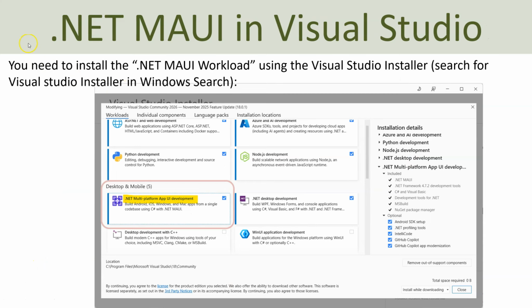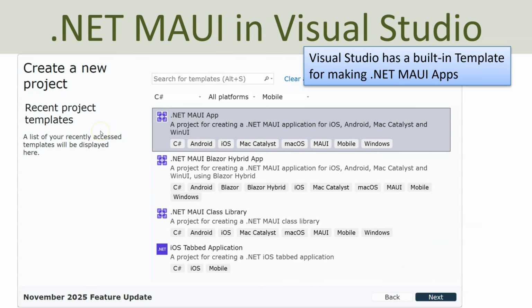In order to start using this .NET MAUI framework in Visual Studio, make sure to install this .NET MAUI workload as part of the installation. So when you have installed this .NET MAUI as part of Visual Studio, you should get access to this .NET MAUI app template that you should use in order to create a .NET MAUI app in Visual Studio.